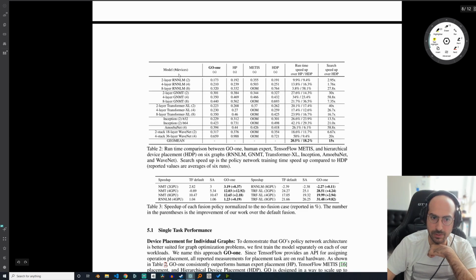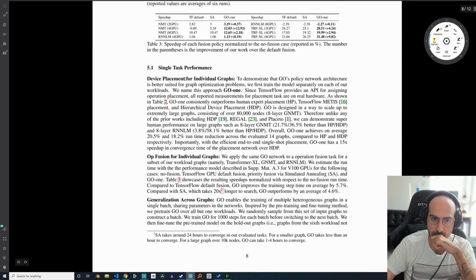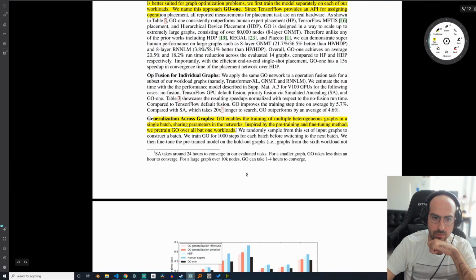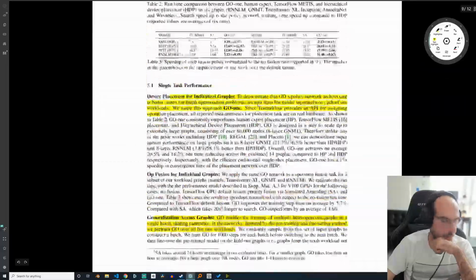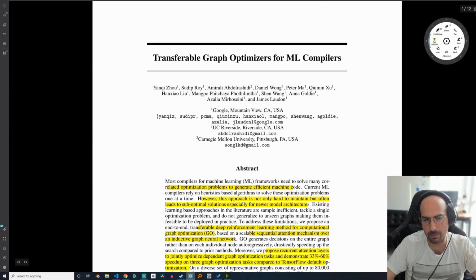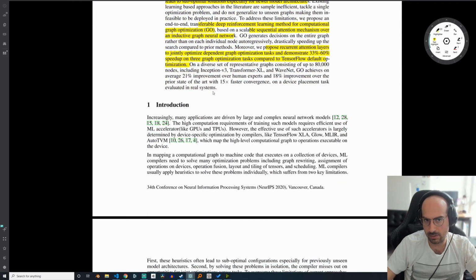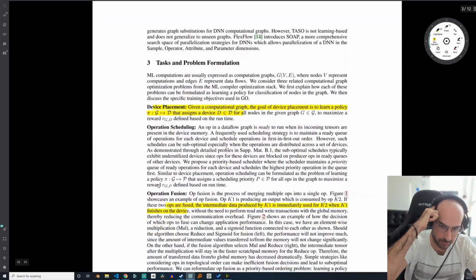And then they show the performance running time versus a whole bunch of other models on each of our workloads. Op fusion, generalization, and cross. All right, okay, so this paper is almost identical to the other one, right? Like the device placement. It's not the same people, but it's also Google people. And I will say the difference is basically instead of using an RNN with attention, they use a GNN with attention. So they're actually almost identical.